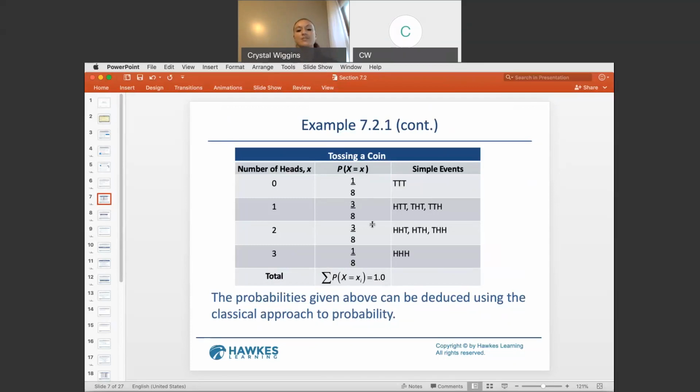3 of the outcomes showed 2 heads, and 1 outcome showed that all 3 were heads, giving us probabilities of 1/8, 3/8, 3/8, and 1/8. All of these are between 0 and 1, and when we add them, 1, 3, 3, and 1, that's 8 out of 8, or 1.